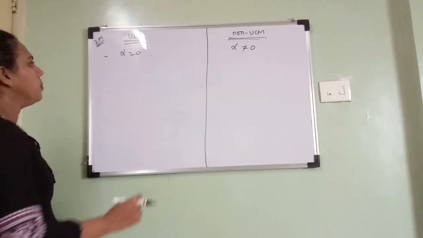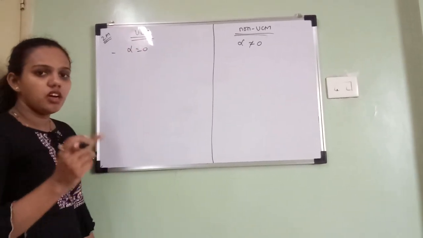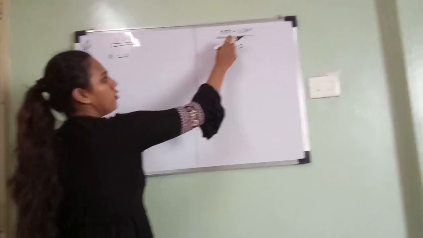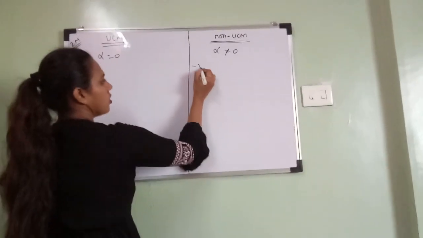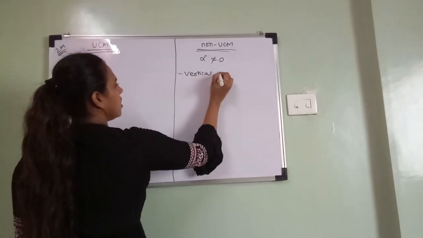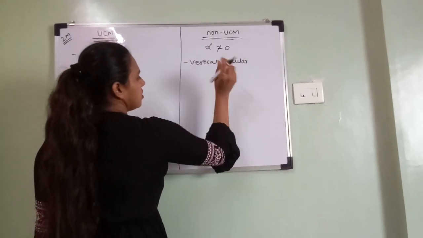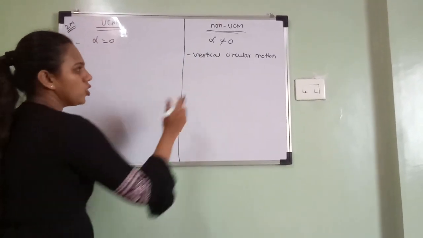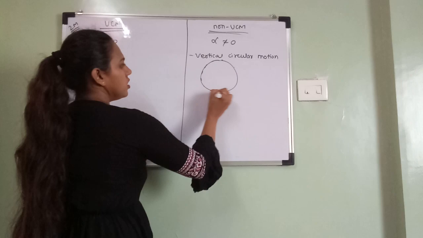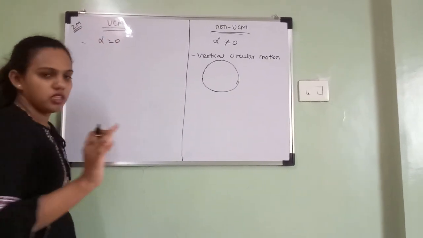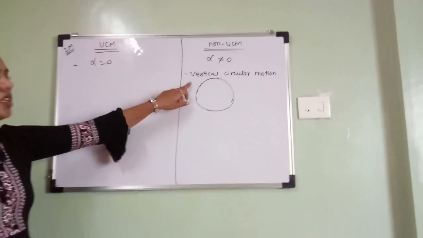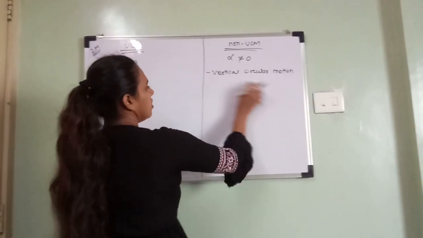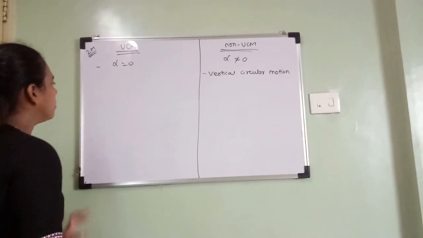And the last point is example, which for UCM you can say earth moving around the sun, or you can say electrons moving around the nucleus. For non-UCM, the best example is vertical circular motion. This topic we will see at the end of this chapter, circular motion, vertical circular motion. It means at each and every point on the circle the velocity is different. So this is the best example of non-uniform circular motion.